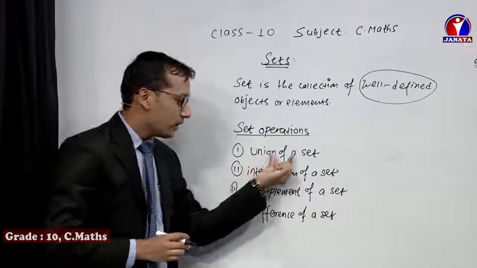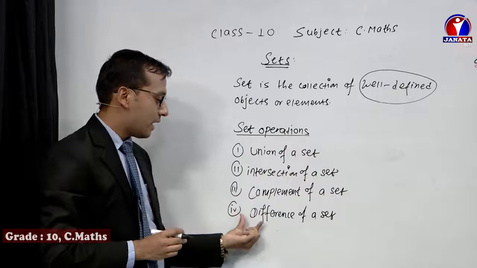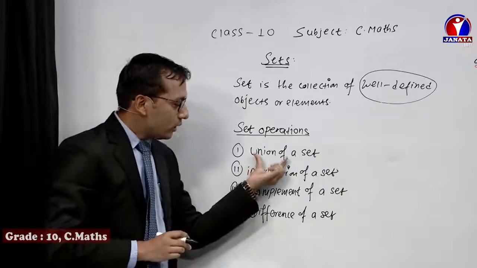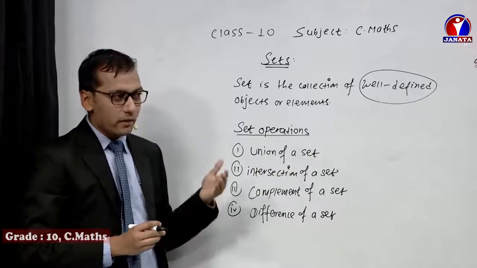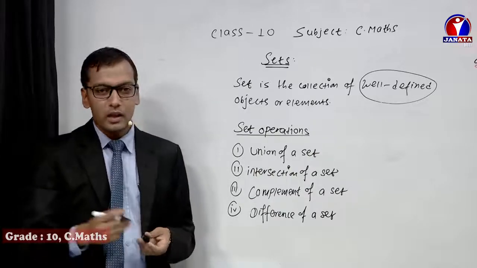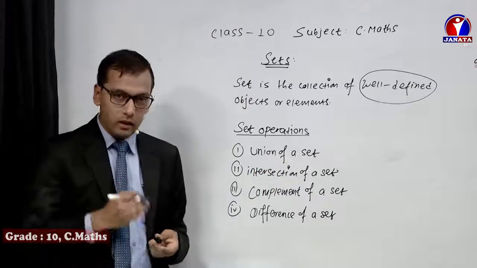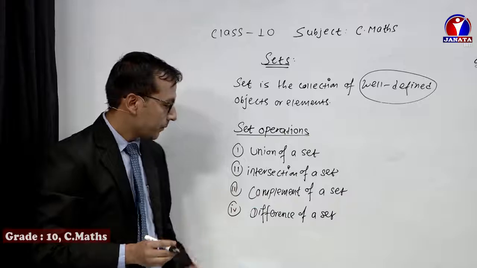So first is union of a set, second is intersection of a set, third is complement of a set, and the last is difference of a set. So in union of a set, what is union of a set? If there are two subsets A and B, the union of a set is the elements of either set A or set B or set A and B both.